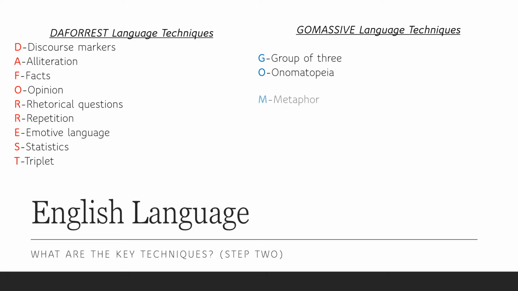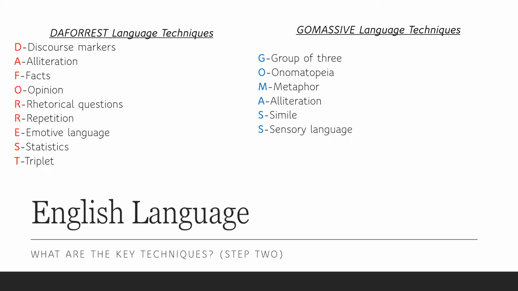The next one, the M, is a metaphor. A metaphor is when you call something something else. It's a great technique to create imagery for the reader and to actually help boost your writing, especially when you're doing some creative writing. Next one is alliteration. Again, you can see there's a crossover between the GO MASSIVE techniques and the DAFOREST techniques as well. Next one is a simile. So a simile is very similar to a metaphor, the big difference being that we use like or as when we're saying a simile.